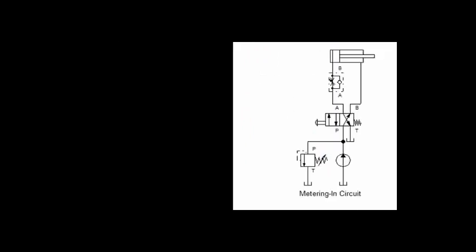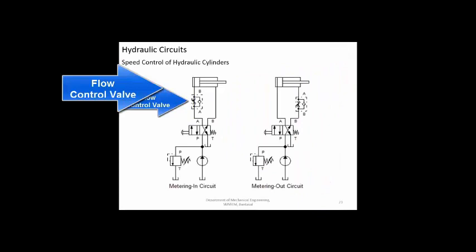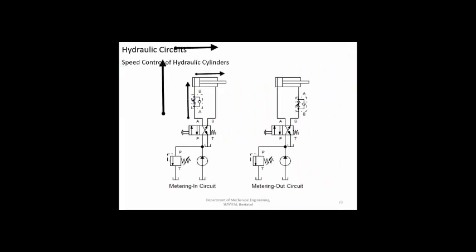So in metering in, the flow in the forward direction has two paths, one through the flow control valve, the other one through the check valve. In this direction, it cannot flow through the check valve. It will only flow through the flow control valve. So how much flow you want depends on the speed requirement, and you can set the flow control valve. So the piston will move forward at the required speed.